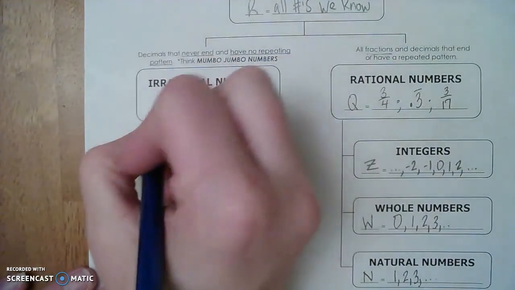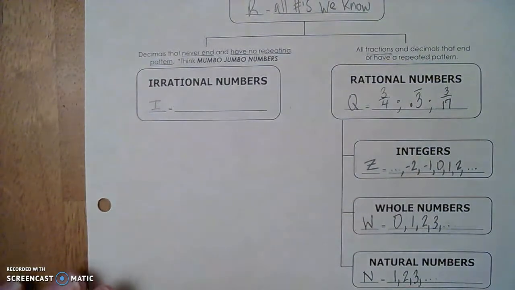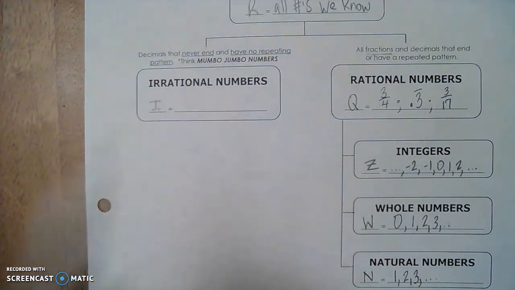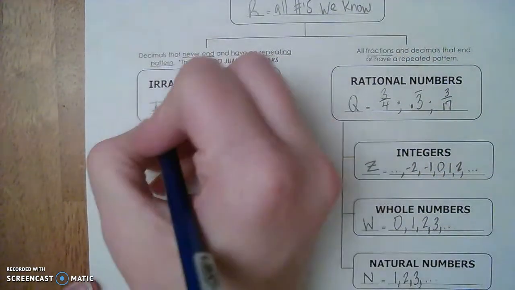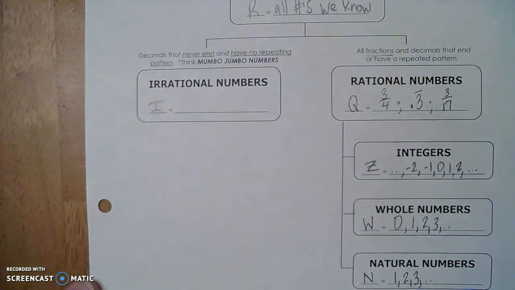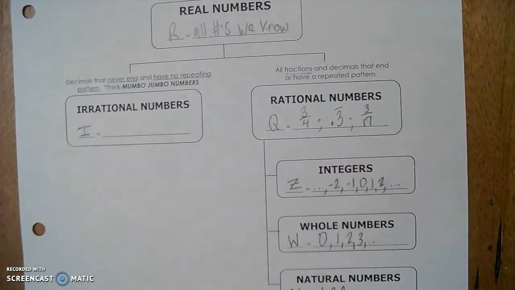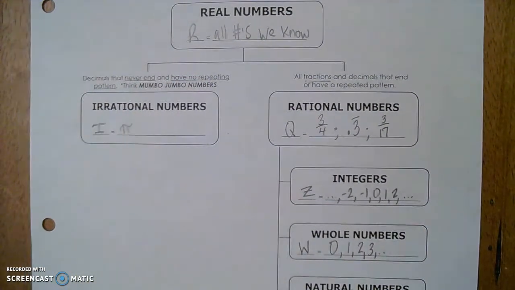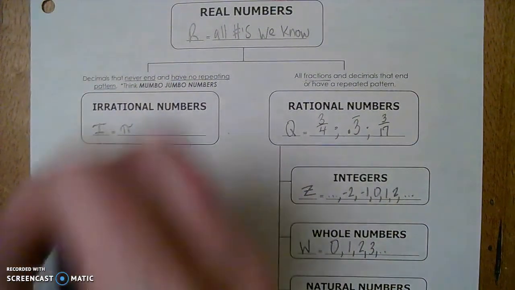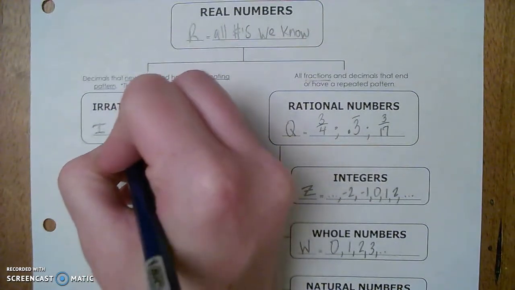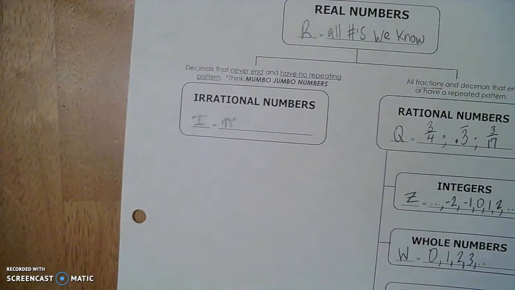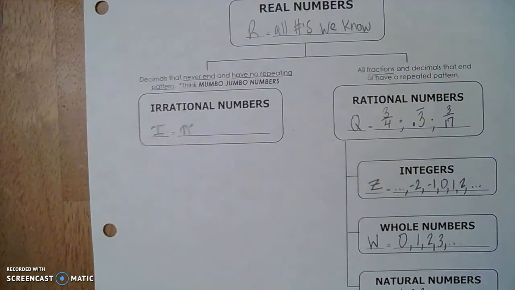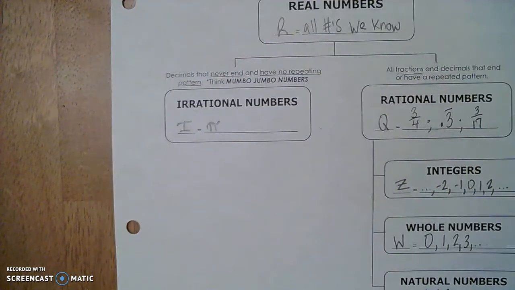Irrational numbers, we use the letter I for. So right up here, these are decimals that never end or have a repeating pattern. There's a very common number in math, which we don't really think of as a number, but it is. Pi is a number. We usually just say it's approximately 3.14. But the truth is the decimals just go on forever and ever and ever, and they never stop.